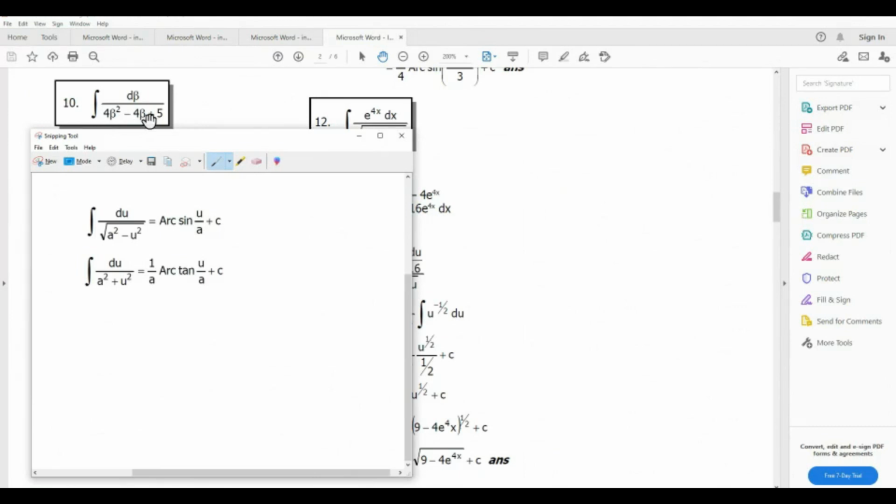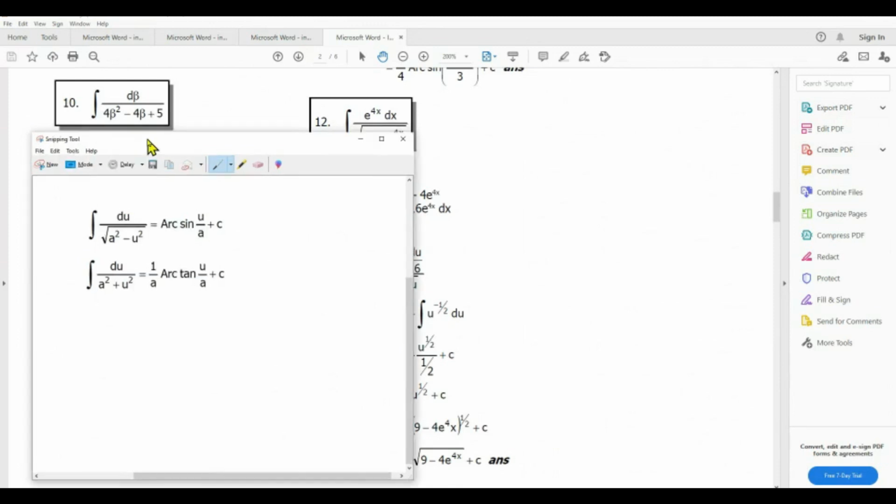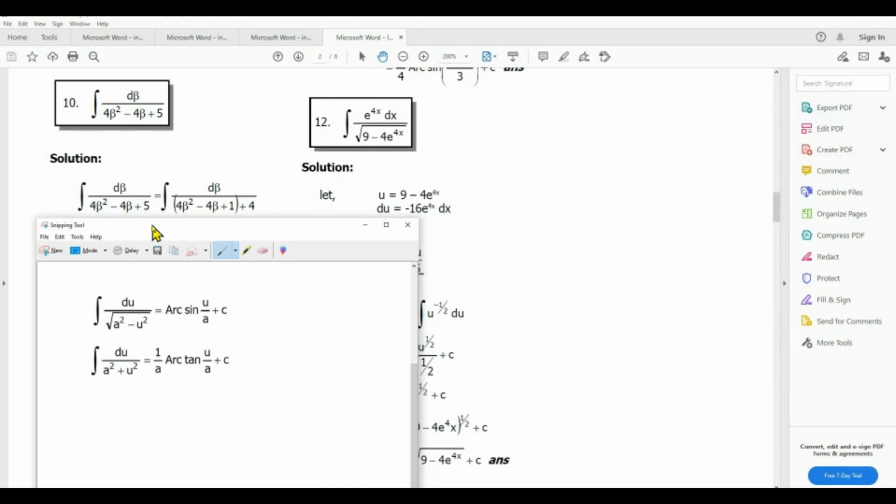So, ang ginawa dito, meron lang dito coefficient na 4b squared minus 4b plus 3. So, hindi sila perfect square. Hindi sila perfect square. So, ang gagawin mo dyan, gagawin mo siyang perfect square. So, may procedure sa pagkuha ng perfect square, para maging perfect square siya. Kaya lang, please review na lang.